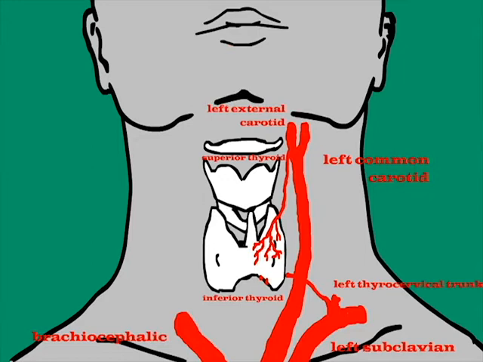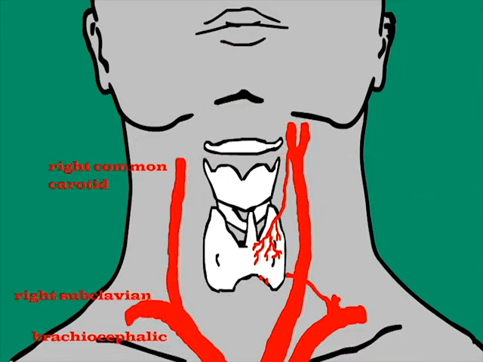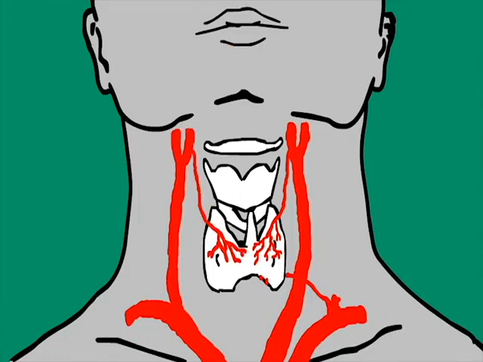For the right, you just have to remember the brachiocephalic is going to divide into the right common carotid and the right subclavian first. And then it's the same thing. The superior thyroid artery from the external branch of the common carotid, the inferior thyroid artery from the thyrocervical trunk of the subclavian. But wait, in 3 to 10% of the population, you will also have a thyroid ima artery.